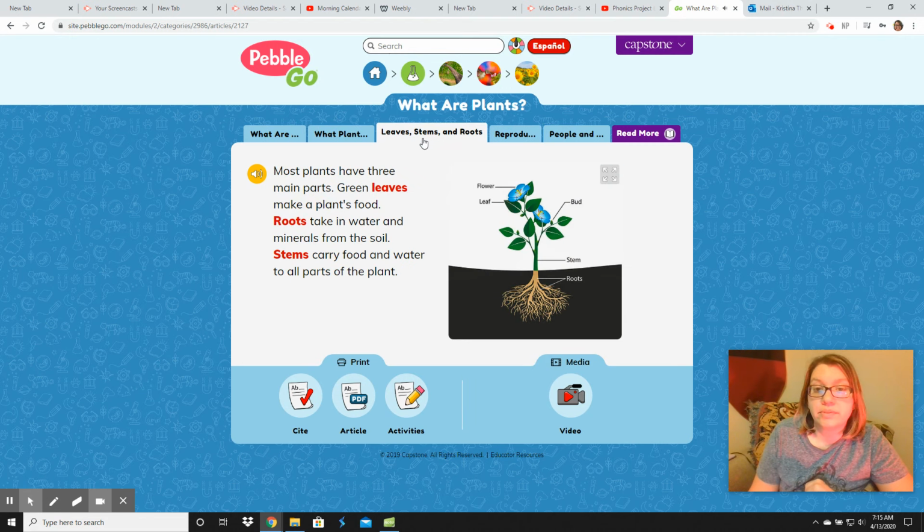All right. This talks about some of the parts of a plant, and we're going to learn more about that tomorrow too. Most plants have three main parts. Green leaves make a plant's food, roots take in water and minerals from the soil, and stems carry food and water to all parts of the plant. So it needs the leaves to make the food, the stem takes the water up, and so does the roots, right? Now, there's also flowers and like a bud, which is a baby, like a little flower that's about to bloom.